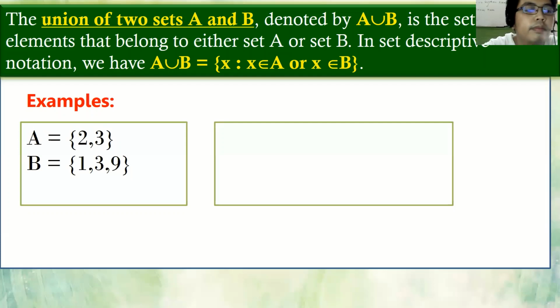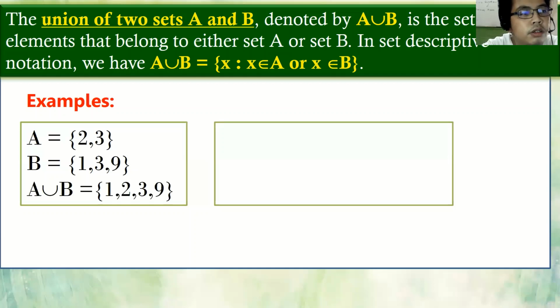Well, so we are going to enclose all of the elements found in A and found in B. So the union will be 1, 2, 3, and 9. So when we say union, all you have to do is to join all the elements.